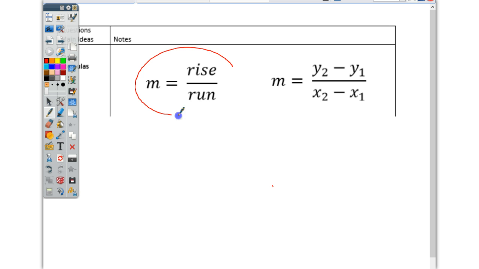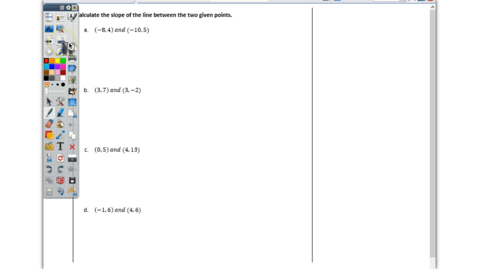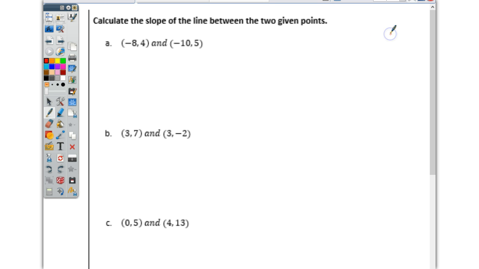Alright, we already said this looks familiar. Rise over run. Rise is vertical. Run, horizontal. Now this is the formula for finding the slope when given 2 points. Practicing on the first one. Let's make that bigger. First thing you want to do is what? Label them so you don't get them mixed up. I still like to label mine.